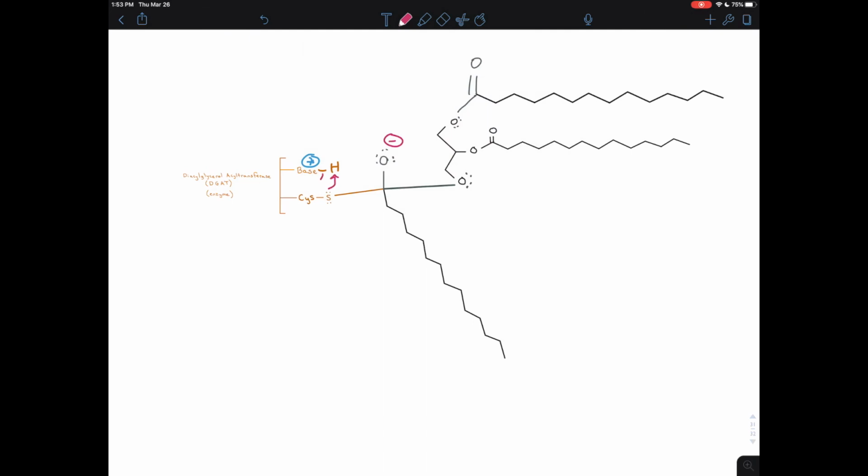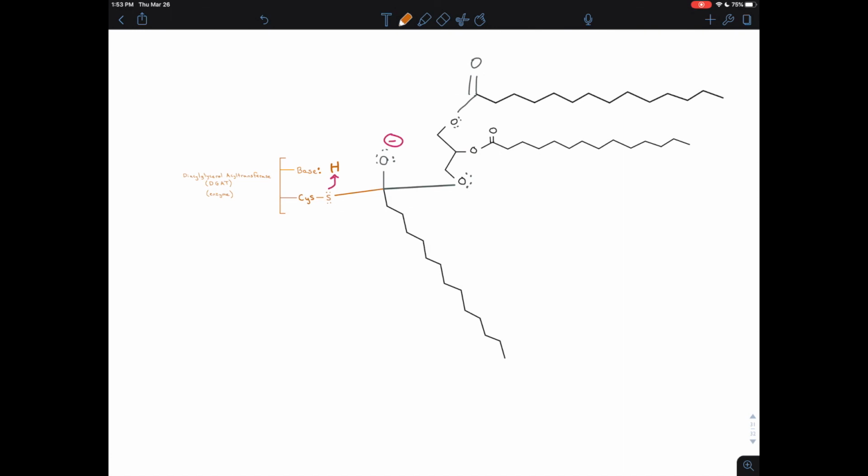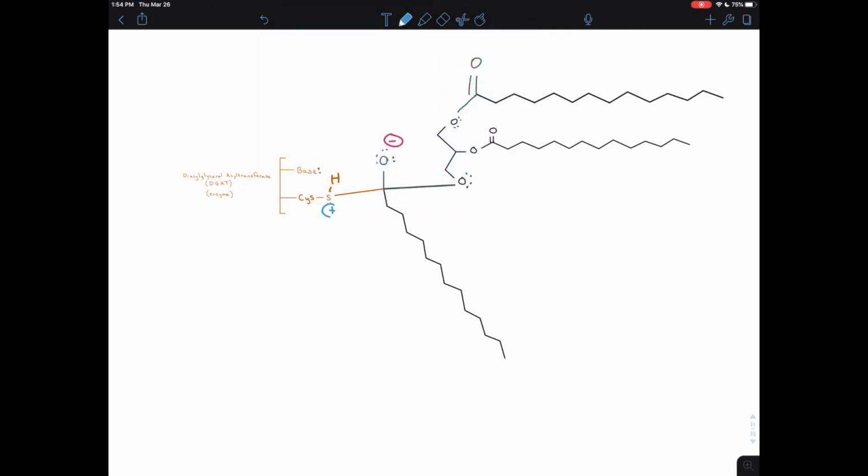The lone pair here attacks the hydrogen. Bond electrons snap back onto the base. That neutralizes the positive charge that was there. And now we have a bond between the sulfur and the hydrogen. Now sulfur has 3 bonds here and therefore it has a full positive charge. So it's not very stable. But that's why it's going to be such a great leaving group.